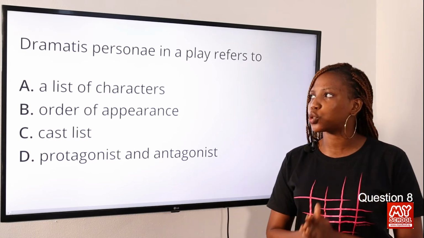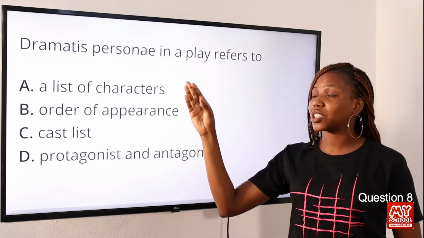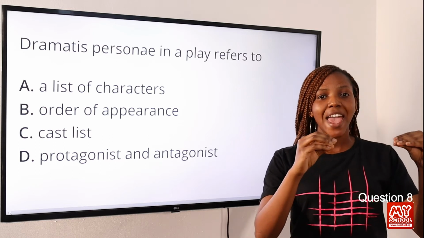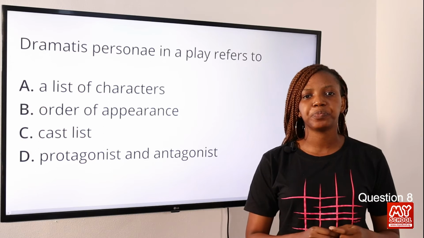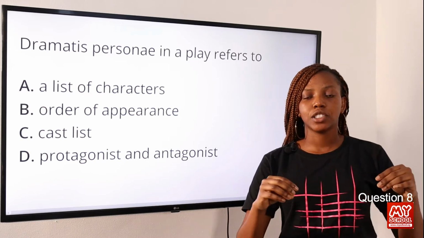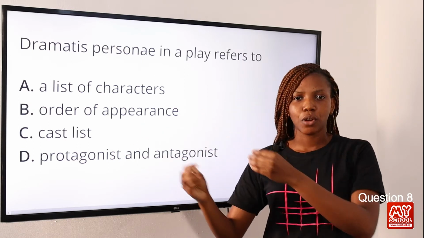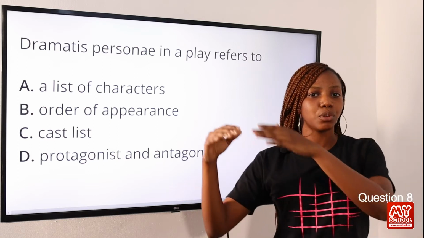Now there's a difference between dramatis personae and cast list. Dramatis personae contains two columns. The first column is the name of the character, and the second column is the role they play. For example, a character is Queen Ngozi, and the role she plays is the wife of Chiamaka. So that is dramatis personae. It contains the name of the character and the role they play.